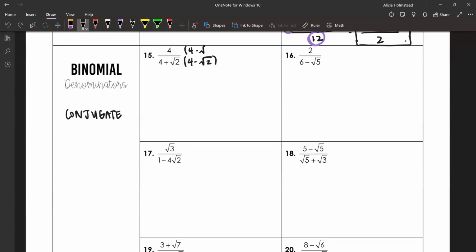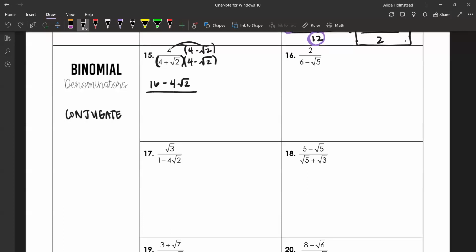So we're going to do that on the top and the bottom. And be careful on the bottom. That is going to be a thing that you have to FOIL. So on the top, you're going to have to distribute. So you'll do 4 times 4, which is 16, and then 4 times negative square root of 2, which is negative 4 square root of 2. And then on the bottom, you got to FOIL.